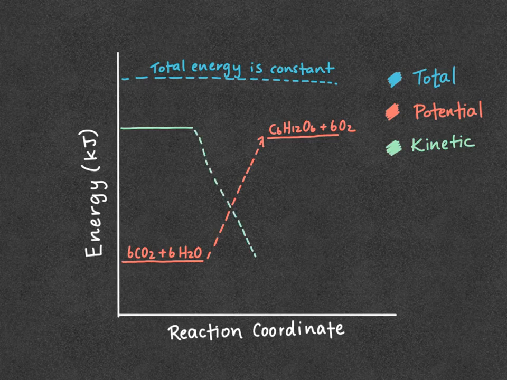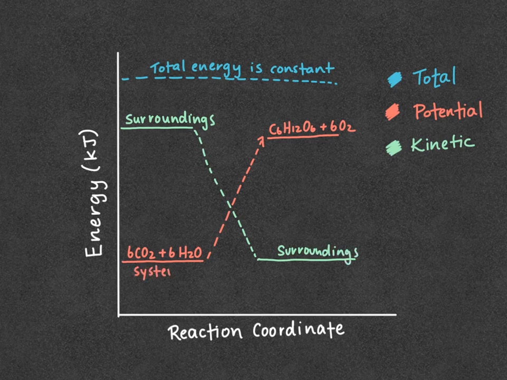was converted into potential. So the kinetic energy of our surroundings decreased. And that kinetic energy of the surroundings was converted into potential energy within our system. So the system gains energy in the form of potential energy, and the surroundings lose energy in the form of kinetic energy.